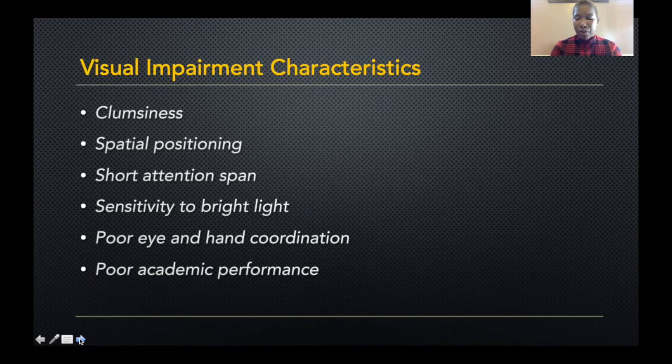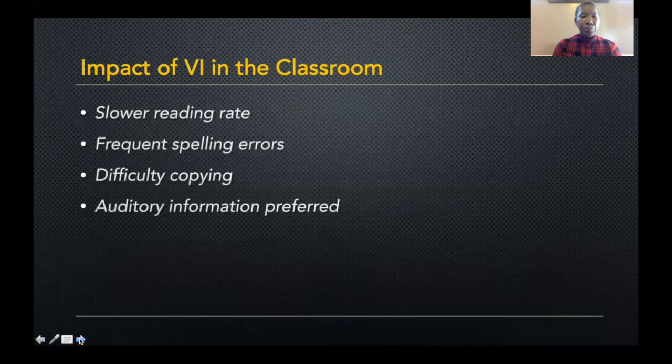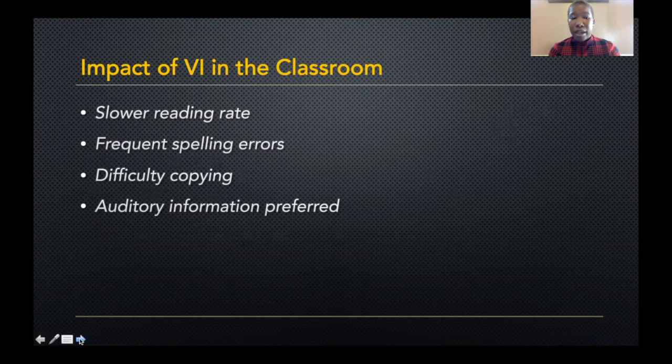Poor academic performance. The impact of VI in the classroom: a student with this may read at a slower rate. They might have a lot of spelling errors. They might have difficulty copying because naturally, if you can't even see the board, how are you going to copy what is on the board? They might have challenges trying to figure out what is written on the board or on a sheet of paper that you want them to copy from.